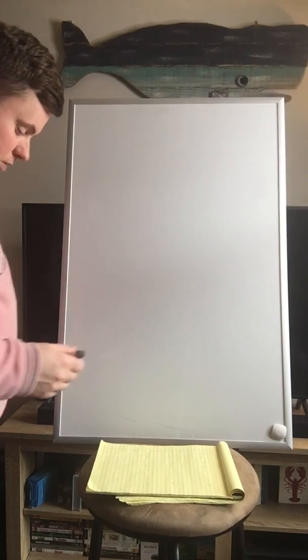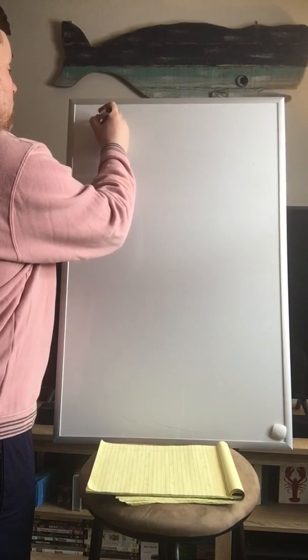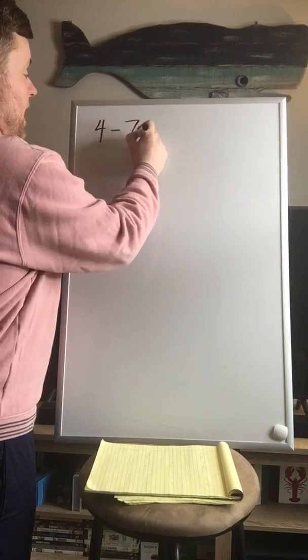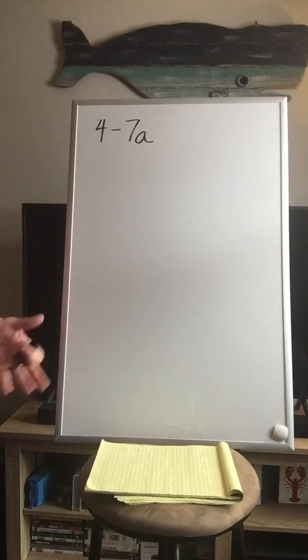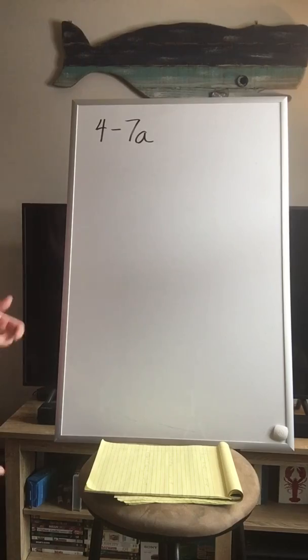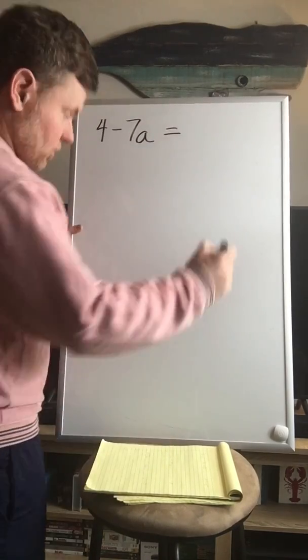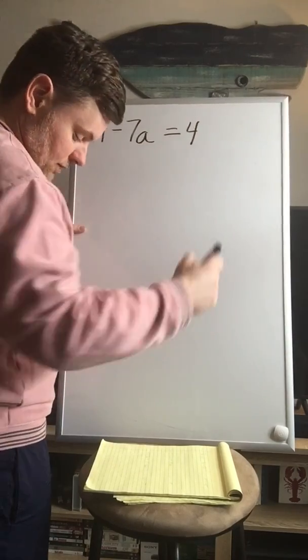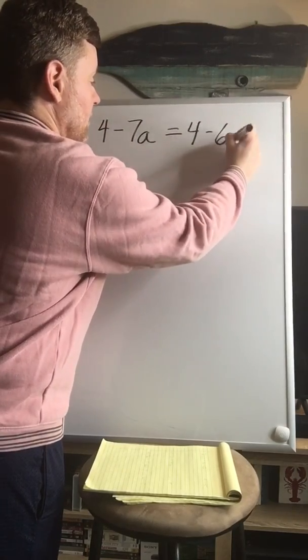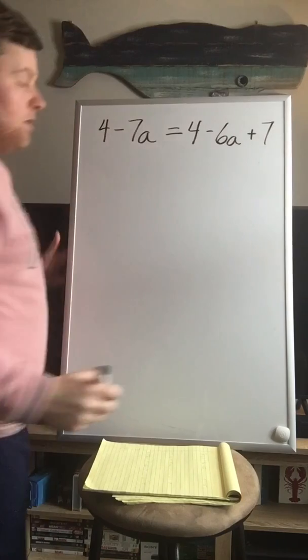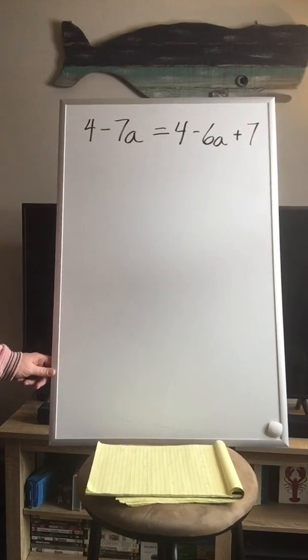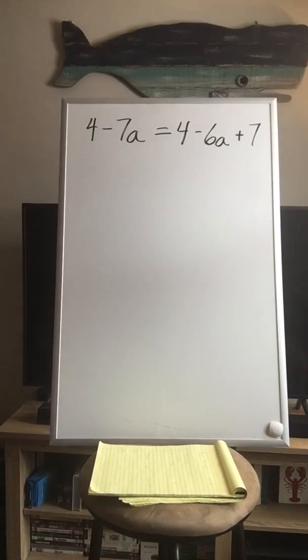Okay? So let's do 4 minus 7a. Let's use a because, as we know, it doesn't matter what variable it is. A, B, C, X. 4 minus 7a equals 4 minus 6a plus 7. All right? There's a little trick in this at the beginning, but we'll see what you can do. All right? So pause the video, try this, and then we'll come back and go over it.